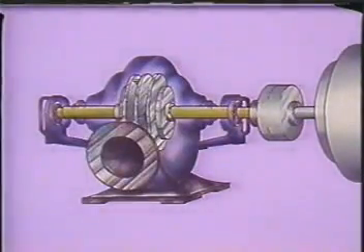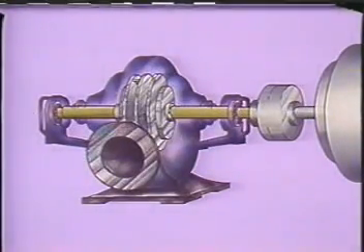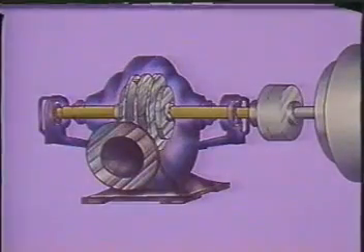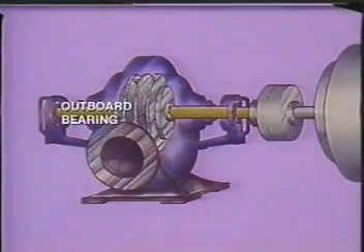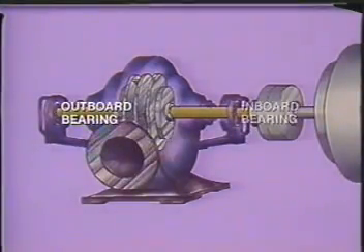On some pumps, usually double suction, the shaft extends through the casing. In such cases, there are bearings on the outer end of the shaft. The bearing on the outside is called the outboard bearing, and the one between the pump and the driver is called the inboard bearing.